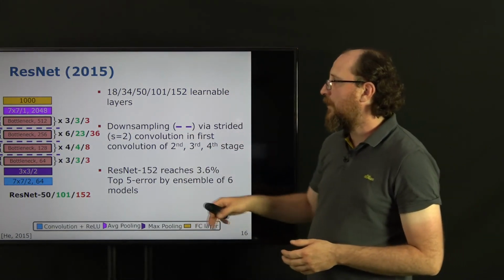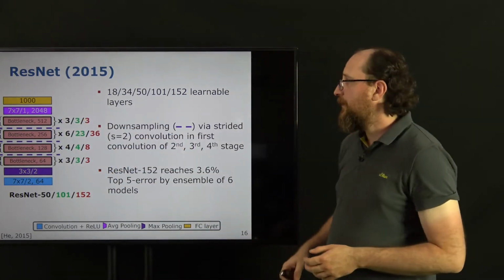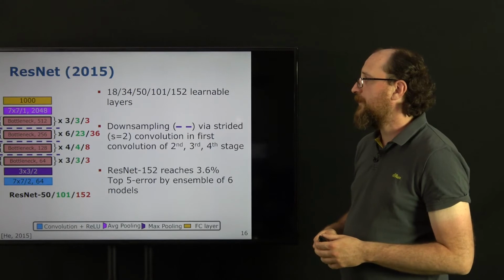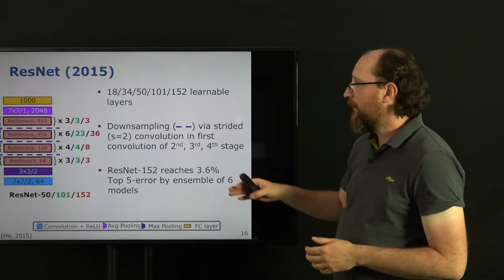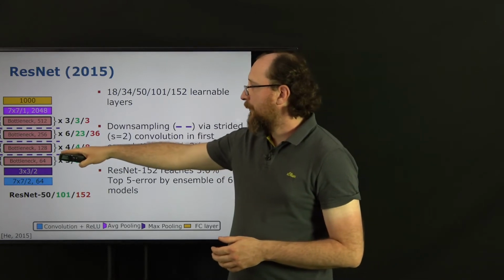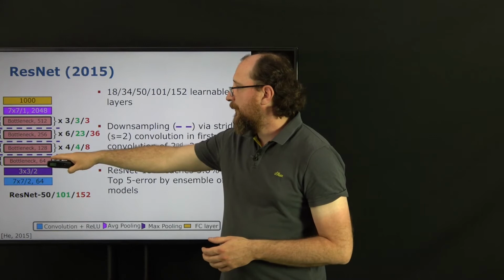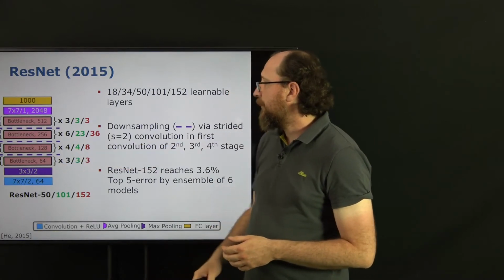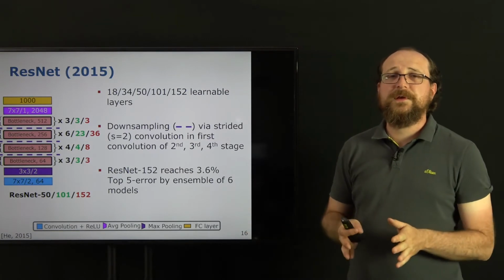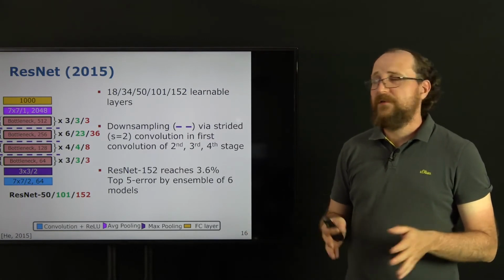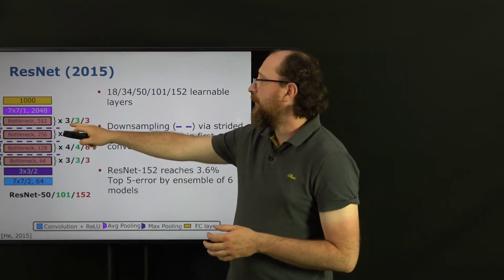And we now do not have max pooling operations in between, but strided convolutions. The first convolutional layer after this dashed line is a convolution with stride 2, which reduces the feature map size by 2. And this is now used as the reduction in between.